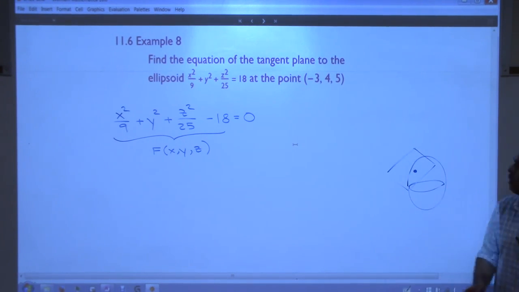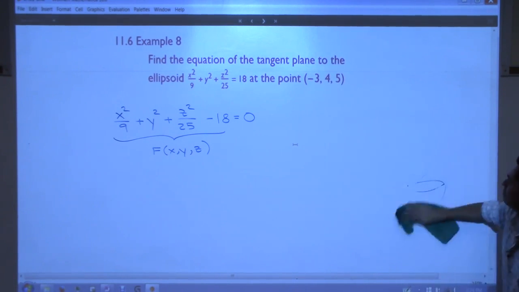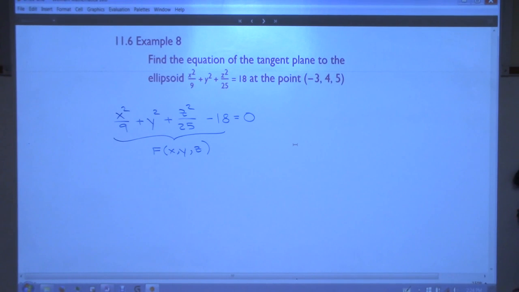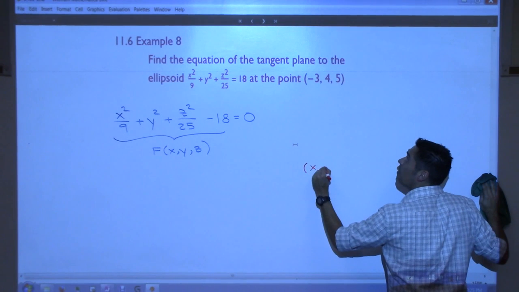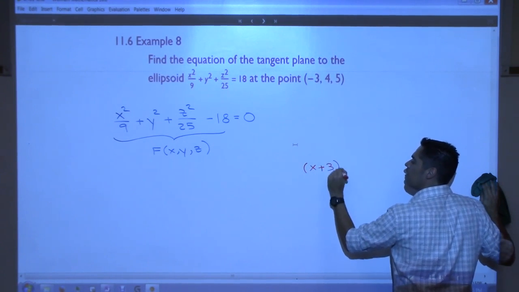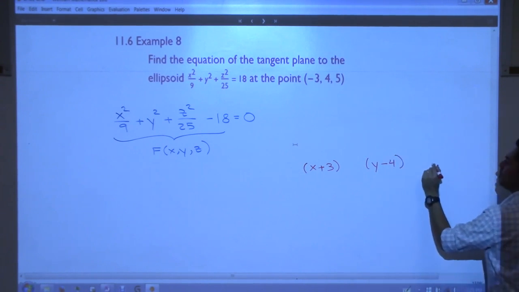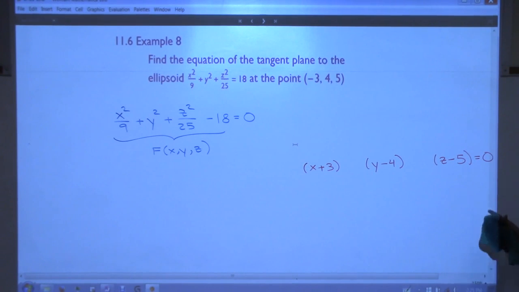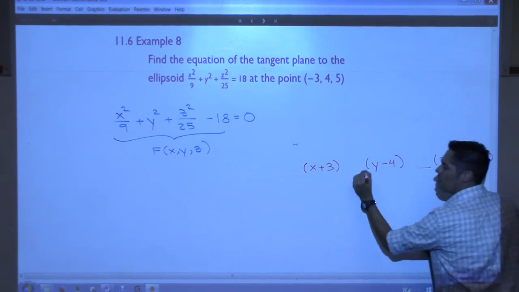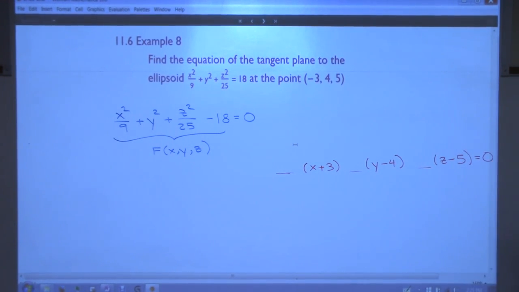What part of the equation of the plane can you tell me right now without doing any of the work? You can tell me x minus x naught. So I know x minus x naught, so x plus 3. Then there's something, then it's y minus 4, and then I know it's z minus 5, and I know it equals 0, right? That much I know. Just a matter of figuring out what these numbers in front are. Those numbers are the direction numbers of the normal vector, but that comes from the gradient. So just some partials now.